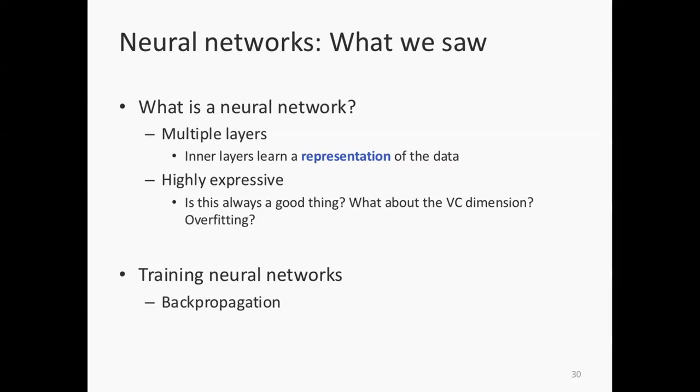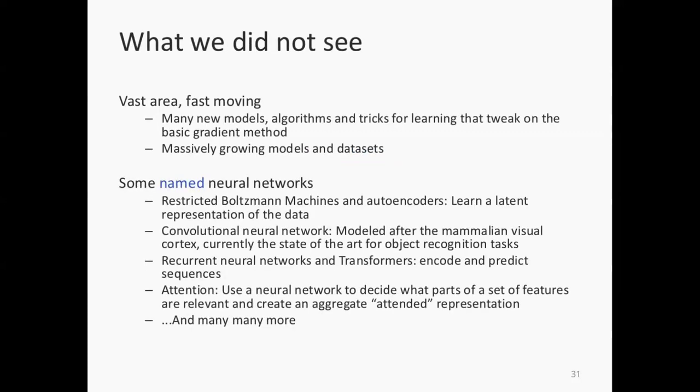We saw only 3 lectures of neural networks. Unfortunately, this is a very, very vast area that keeps moving fast. There are many new models that keep getting invented all the time. There are new algorithms and new kinds of optimization tricks that show up, new interpretability tools. The area moves fast with data, with respect to algorithms, with respect to all the folk knowledge and tricks that are necessary for training. And of course, the models themselves keep getting bigger. The data sets keep getting larger.